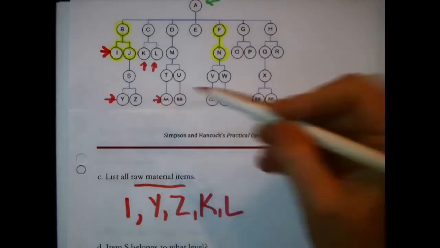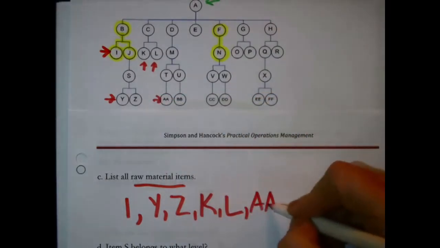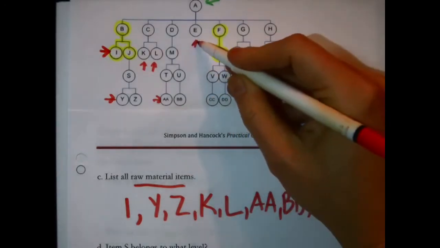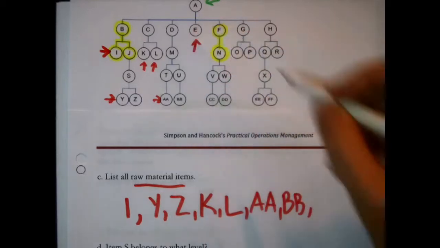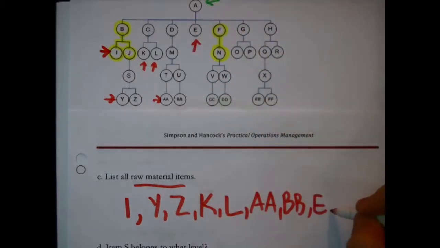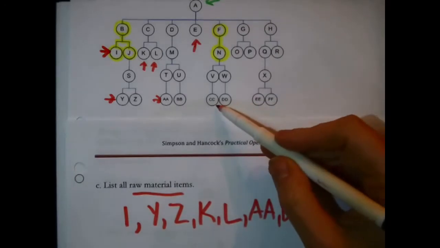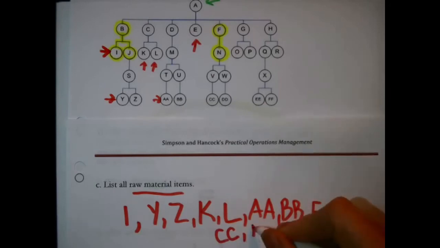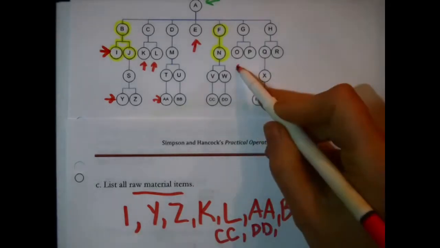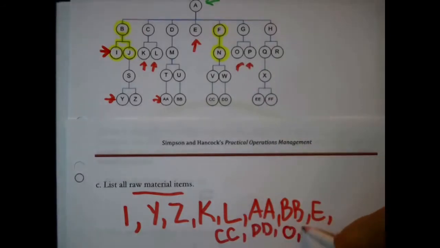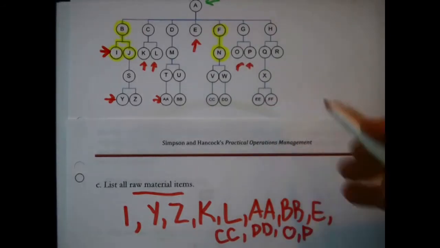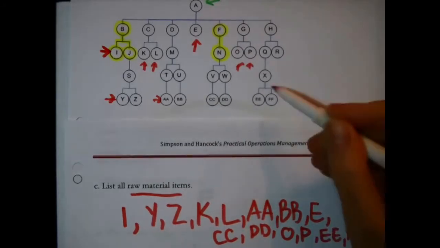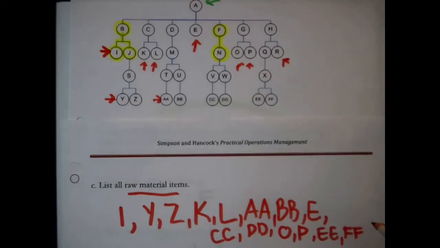And then down here, AA and BB. Careful not to miss that, all the way up here, E doesn't have any children. It belongs in the list. Who else? Then down to here, CC and DD. And then in here, O and P don't have any children. Then down here, EE and FF. And then finally over here, one last one, R.